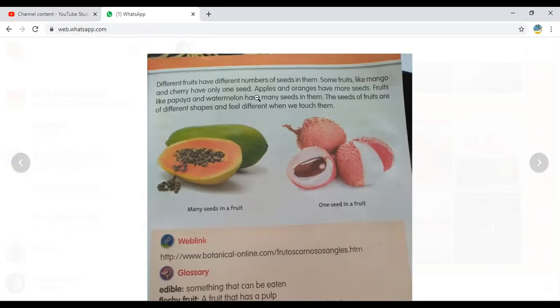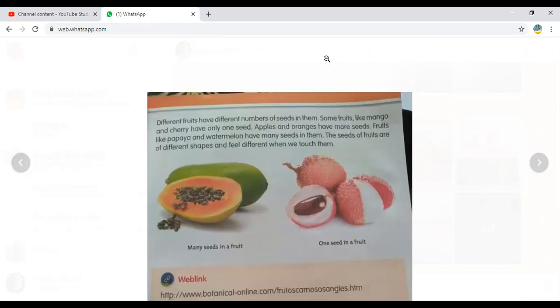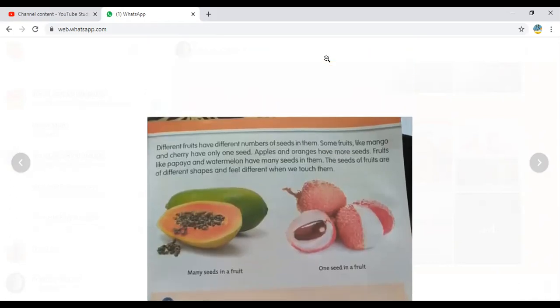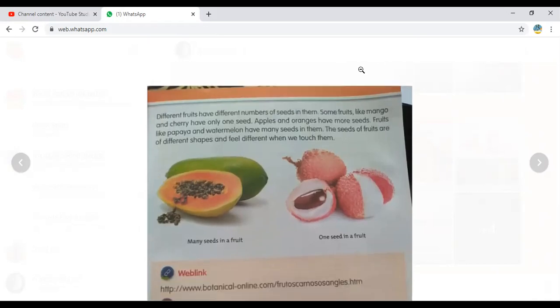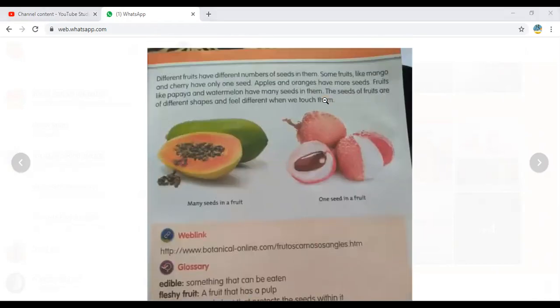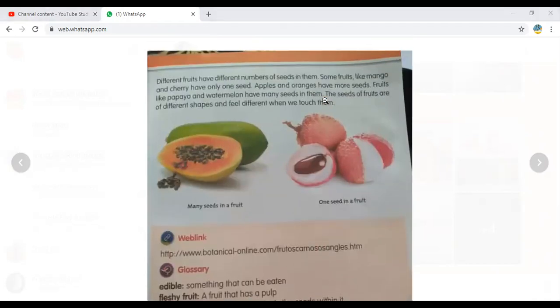Some fruits like mango and cherry have only one seed. Mango and cherry have only one seed. Apples and oranges have more seeds. Apples ki oranges ki more seeds and chana seeds in there.